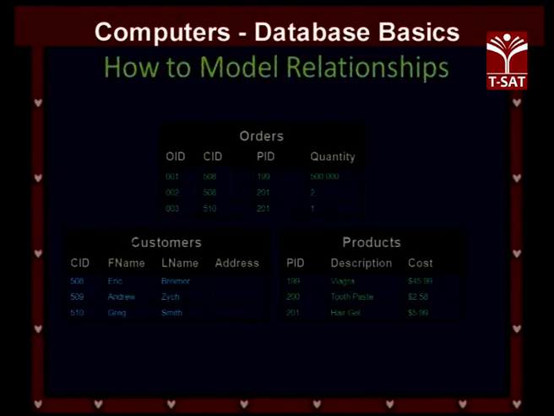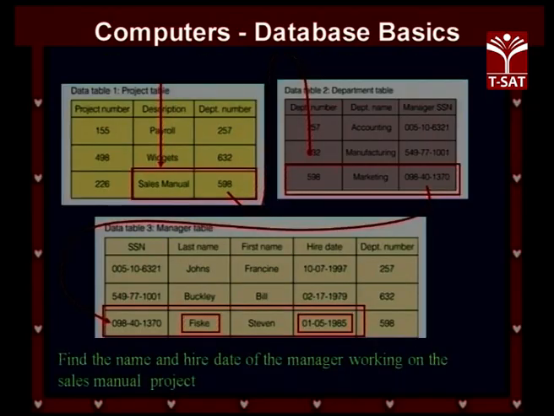How to model a relationship? As in our earlier discussion, we have an order table, a customers table, and a products table. How to map this relationship? In order to map this relationship, we will have common fields. If you see in this slide, these are the common fields.